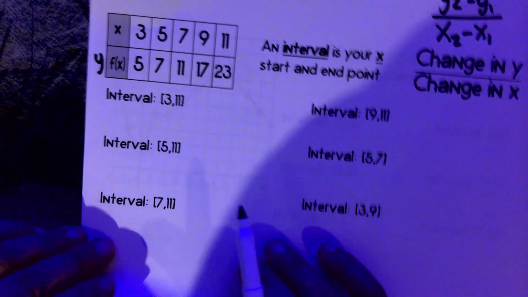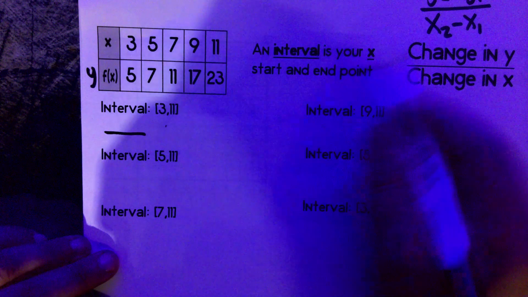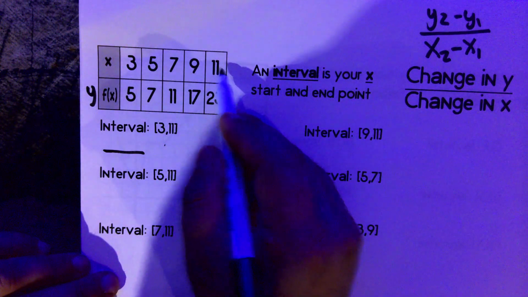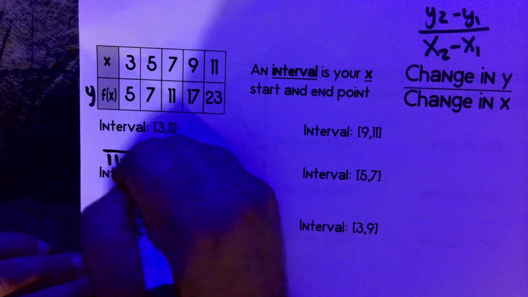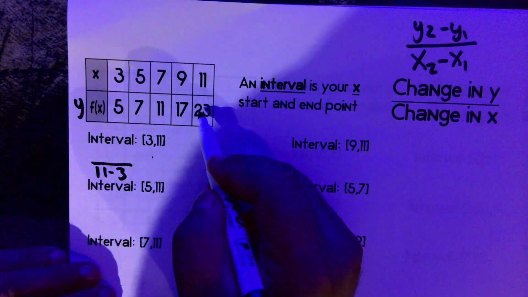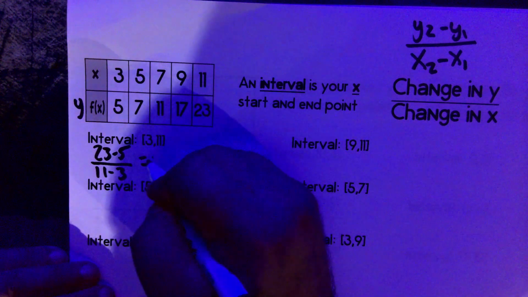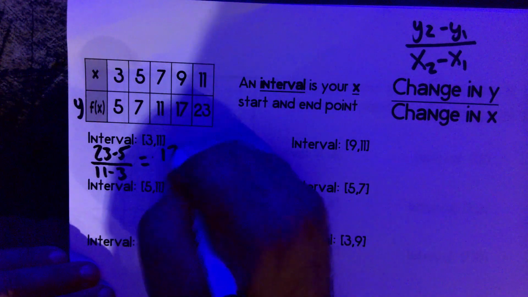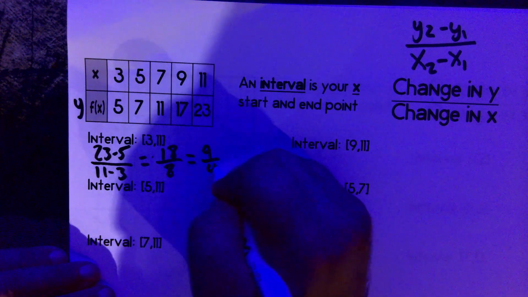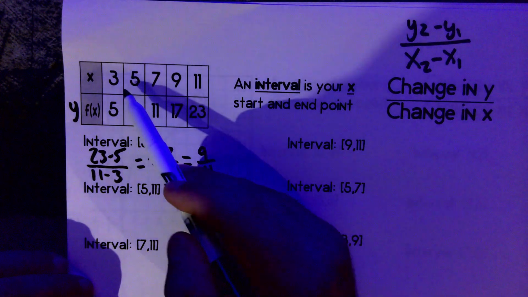Alright, so I've got interval 3, 11. And so like I said, we can find the change in x here, and that's your x2 value minus your x1. So my x2 value in this case would be 11, and we're going to subtract 3. And then my y2 value minus my y1, and my y2 value is 23 minus 5. And so this is going to give us 18 over 11 minus 3, which is 8, and that simplifies to 9 over 4.